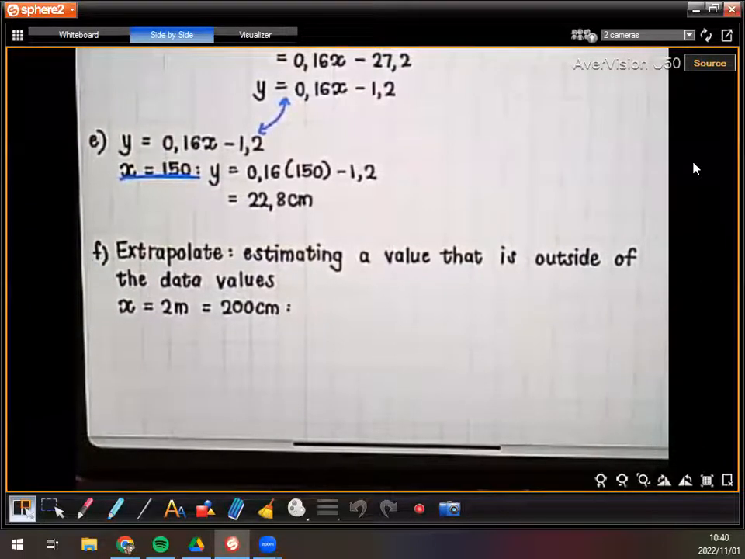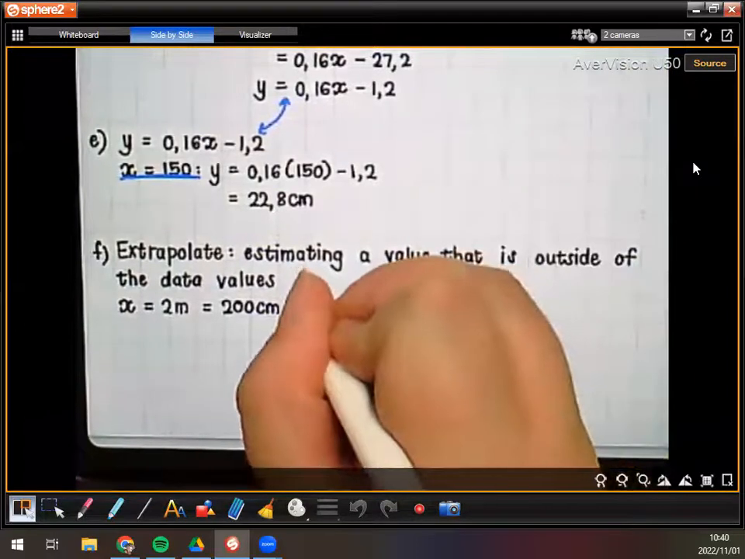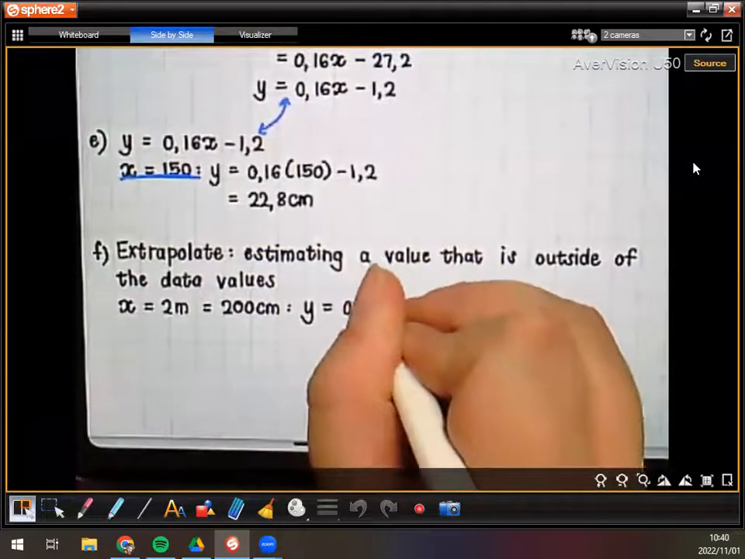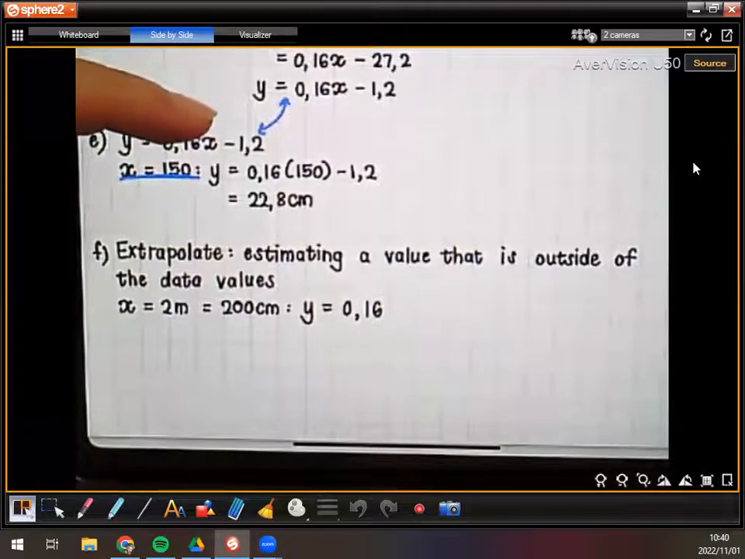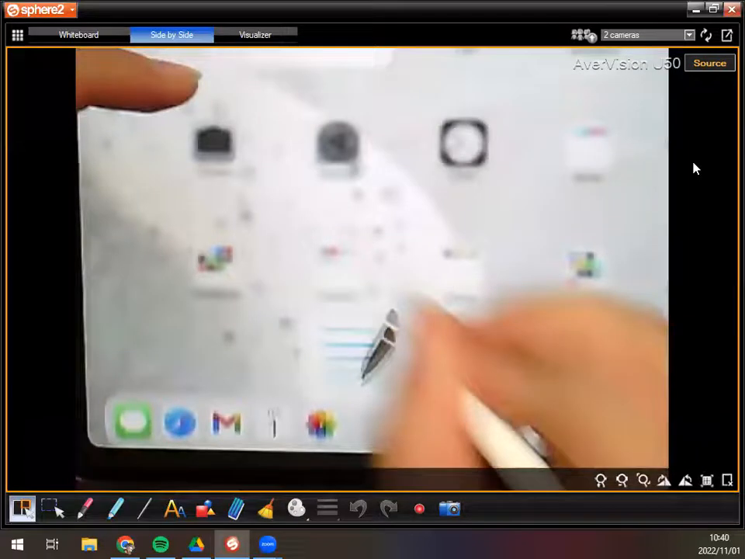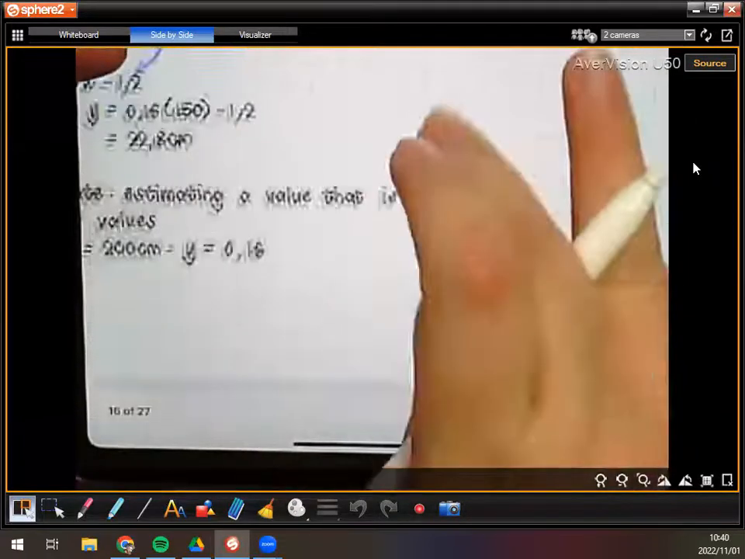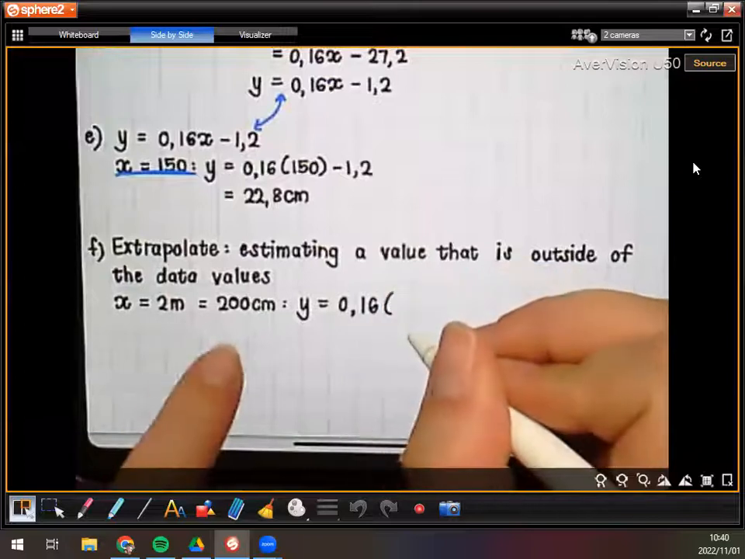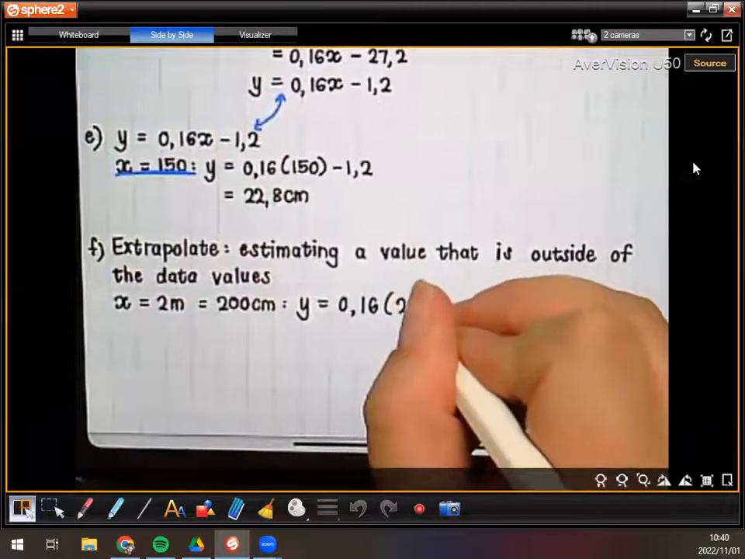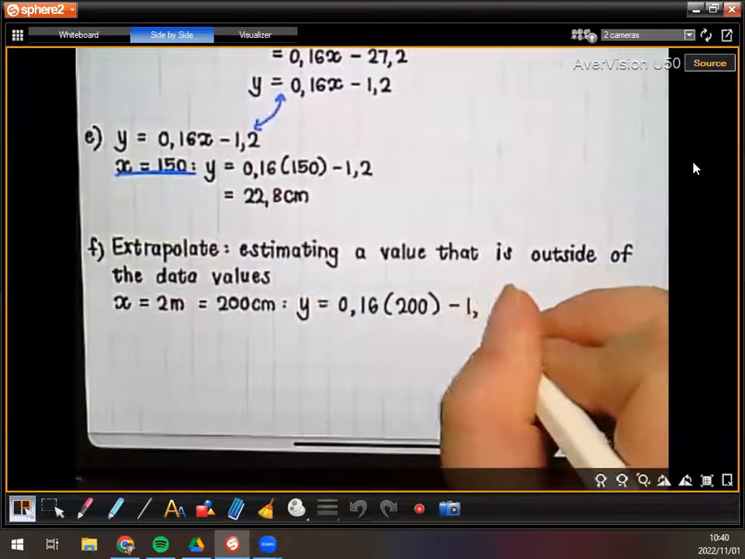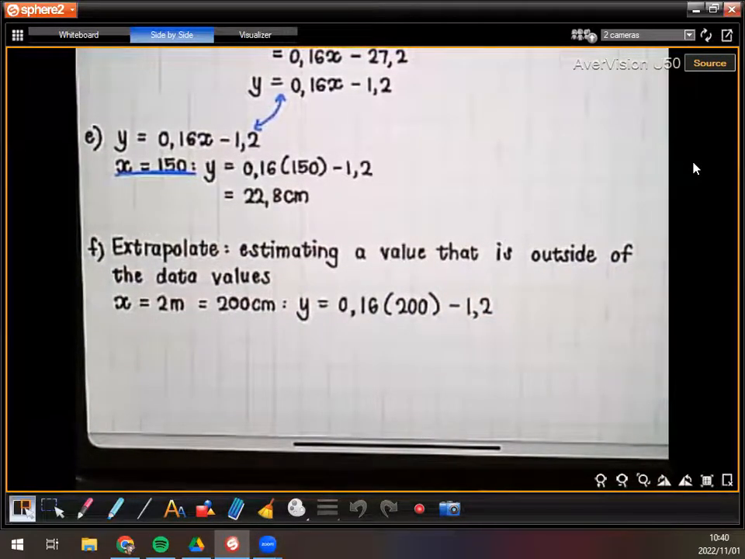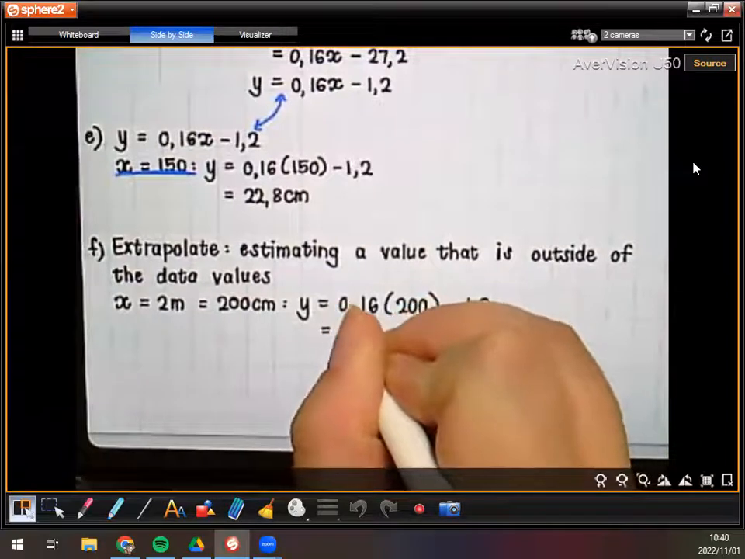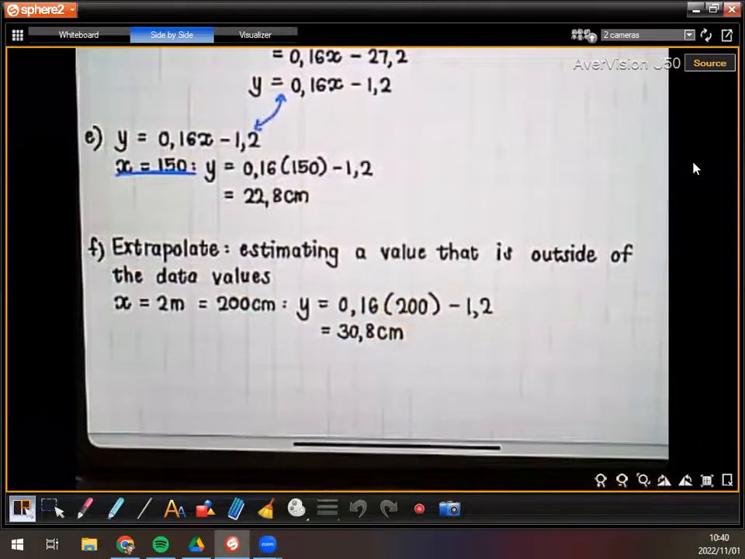So we're going to take our equation, which, again, yours is going to be different, guys, so use your equation. The answer that I got was 0.16, and then I now have to times that by x, which is 200 centimeters in this case. And then in my equation, it's saying that I was minus 1. So you're going to use your equation and calculate what that is. Okay, I'm getting 30.8 centimeters.